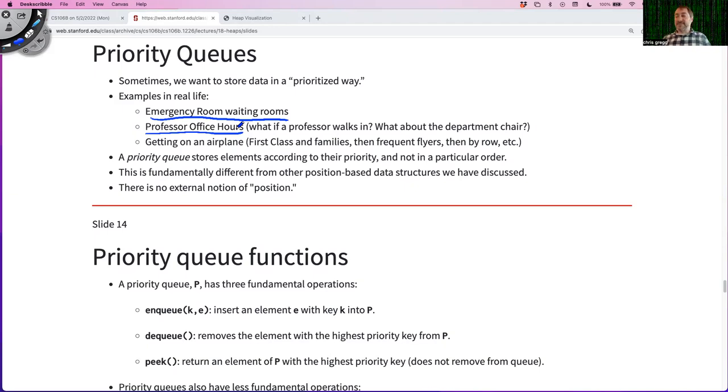You know, that's an example. Getting on an airplane, right? First class gets to go on first. That's a priority, right? Frequent flyers by row, et cetera. You've all got a different priority when you're doing that.